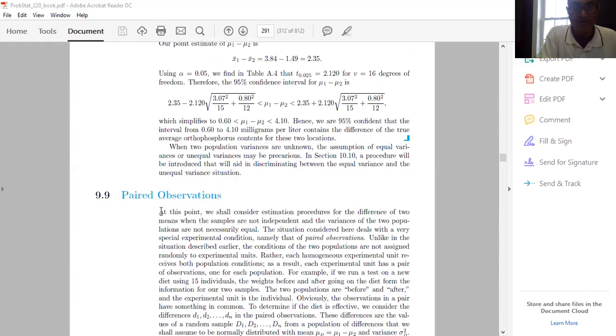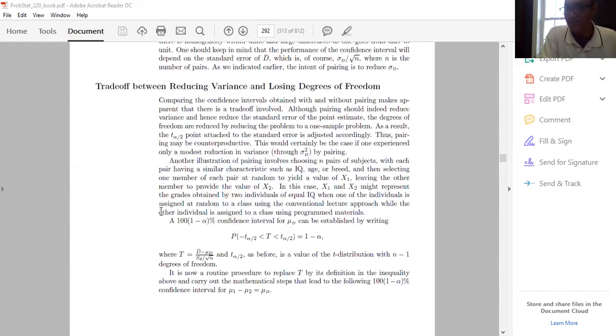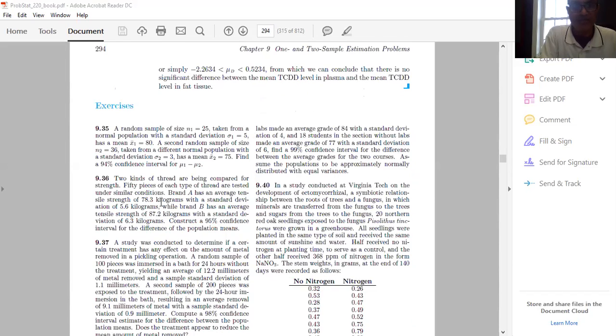So if I want to again share my book with my problems, the first problem, 9.35. A random sample of size n1 equal to 25 taken from a normal population with a standard deviation sigma 1 equal to 5, sigma is known now, has a mean x1 bar equal to 80. The second random sample of size n2 equal to 36 taken from a different normal population with a standard deviation sigma 2 equal to 3, sigma 1 and sigma 2 both are known to us and they are different, has a mean x2 bar equal to 75. Find the 94% confidence interval.